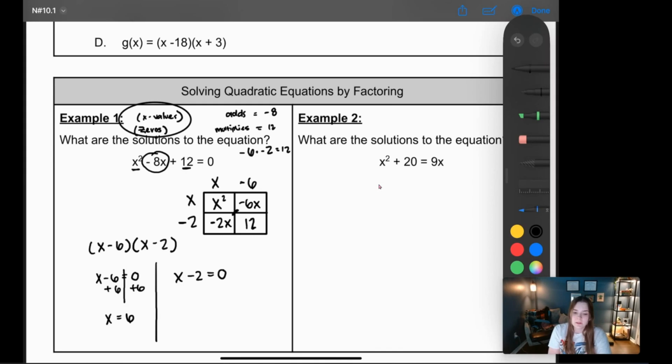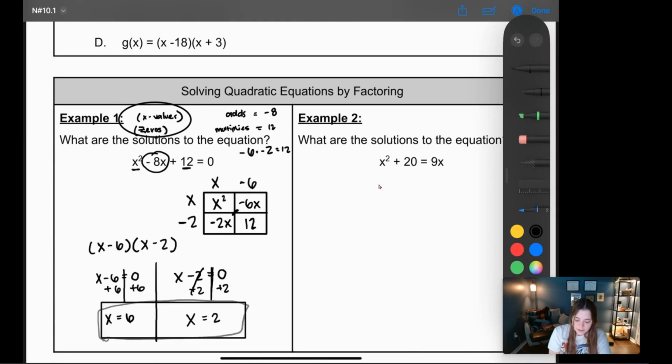Is x completely alone right there? It is. So that works. Plus 2, because I have to do the opposite, right? If it's being subtracted, the opposite would be to add it, to get rid of it. Cancels that out. x is equal to 2. Now, that means your solutions, your zeros, your x values are x equals 6 and x equals 2.